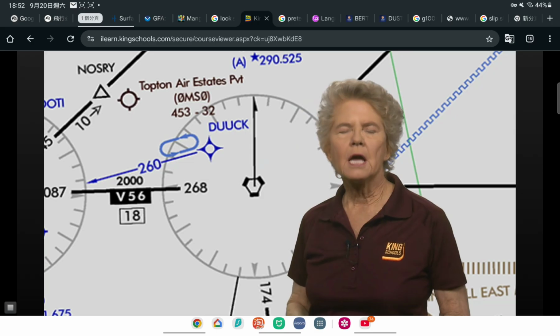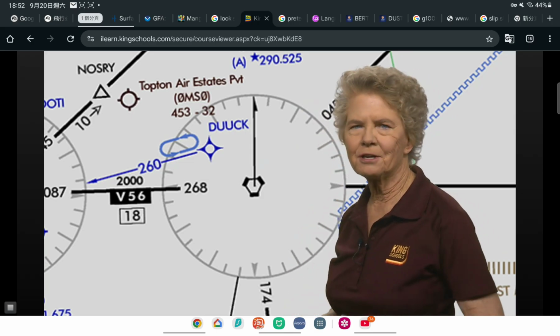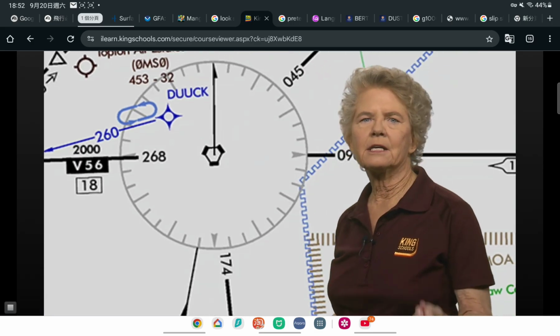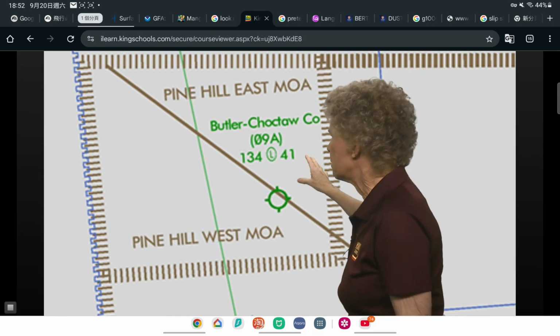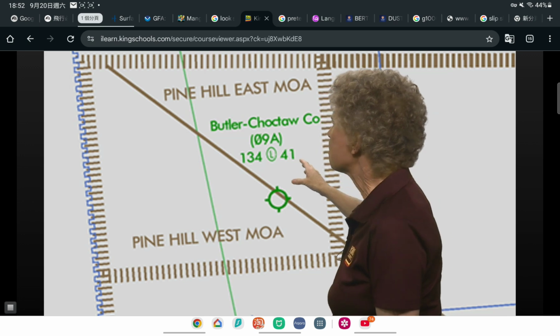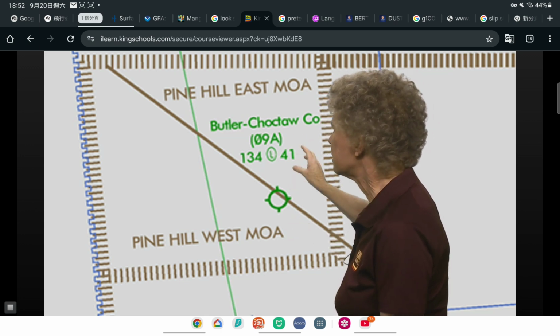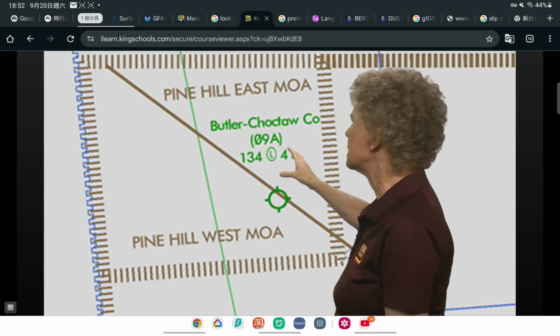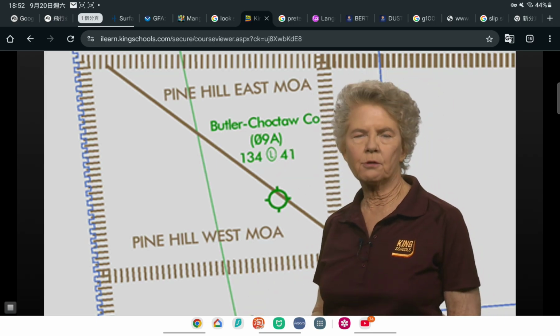Now let's take a look at how an airport that does have an instrument approach is shown on an en route chart. An example is at Butler, Choctaw County Airport. Notice that the airport symbol and the information about it are both shown in green. The green means that this airport does have an instrument approach.